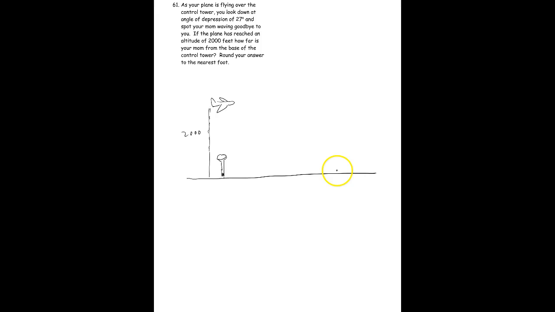Over here we have Mom on the ground waving, and we're looking down at an angle of depression of 27. Important here to remember that the angle of depression is measured against horizontal, so this is what's 27 degrees. We're looking down. Even though I drew that part of the triangle first, you've got to remember that that's 27 degrees. We're trying to find this distance here. How far she's standing away from the control tower.